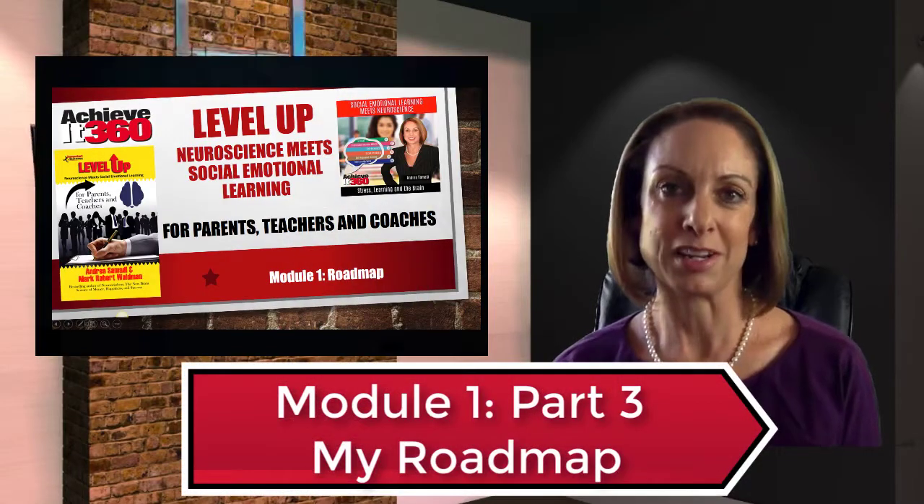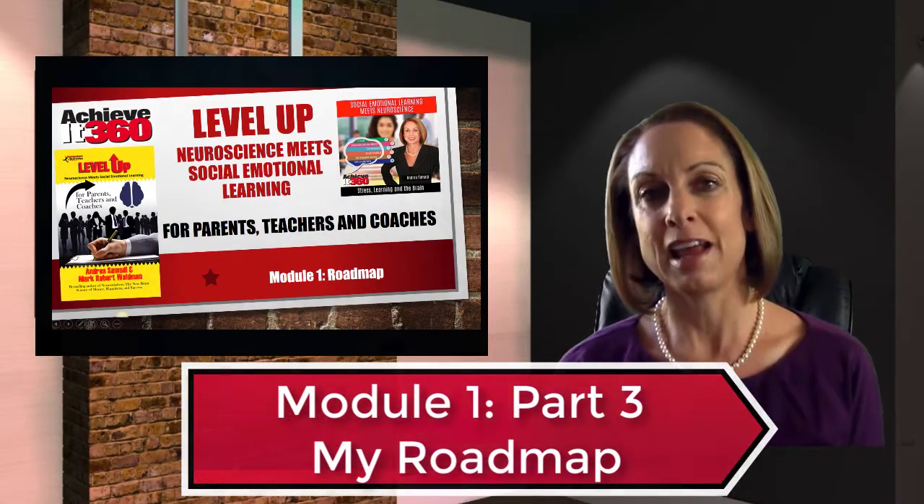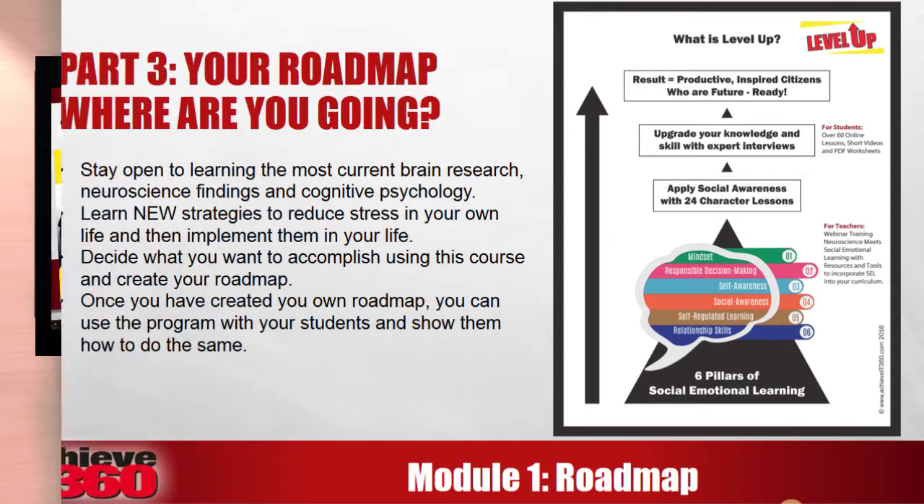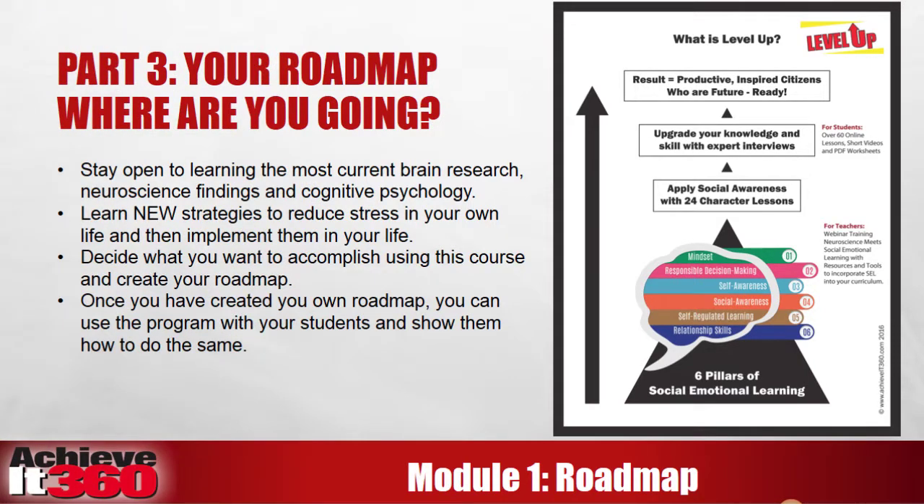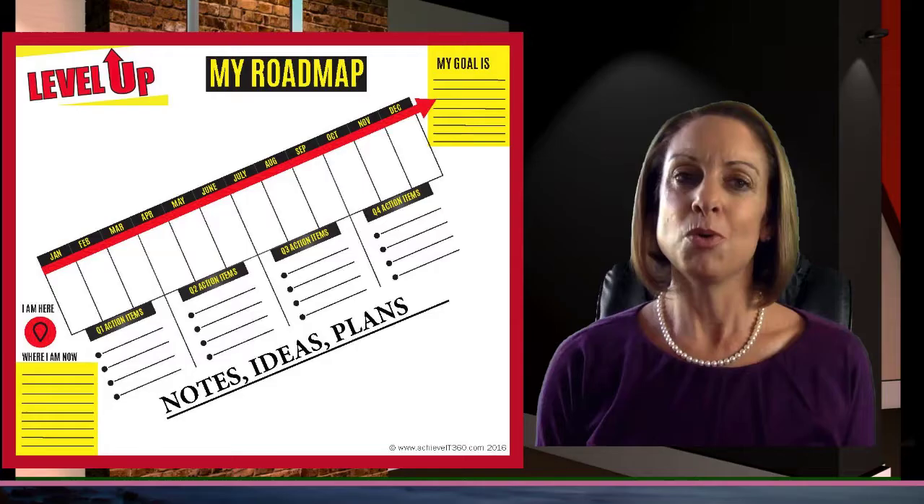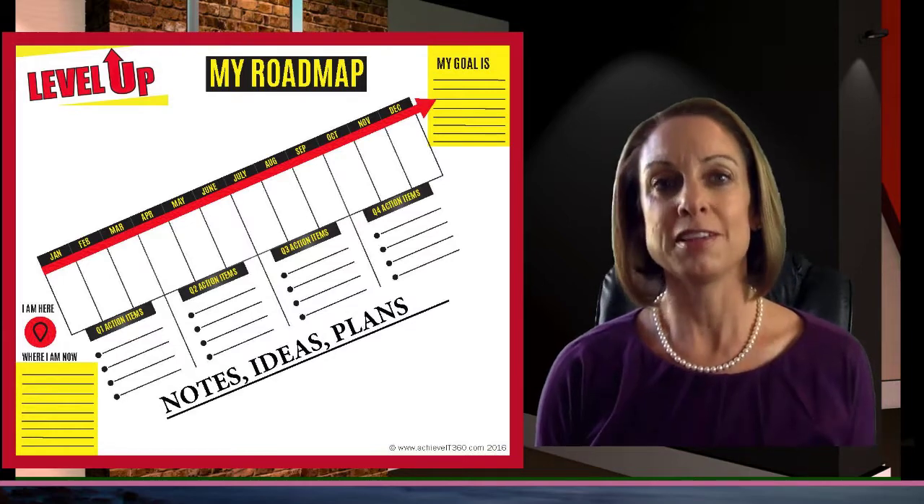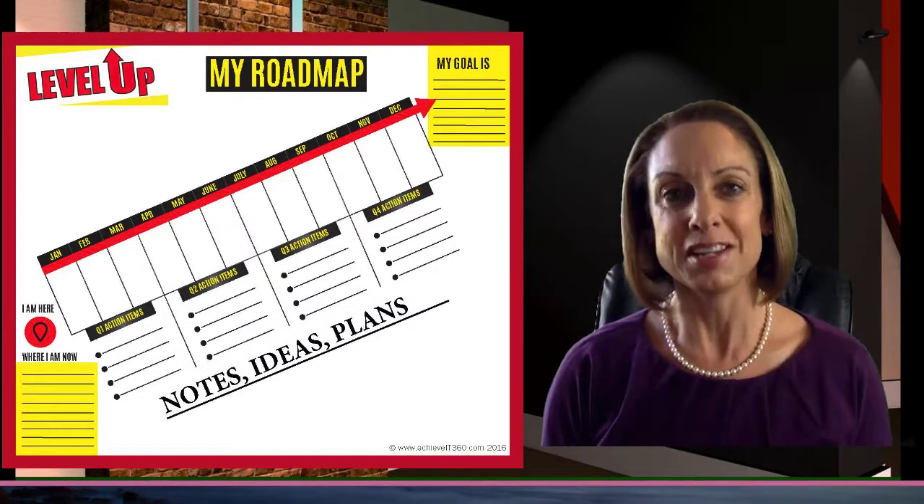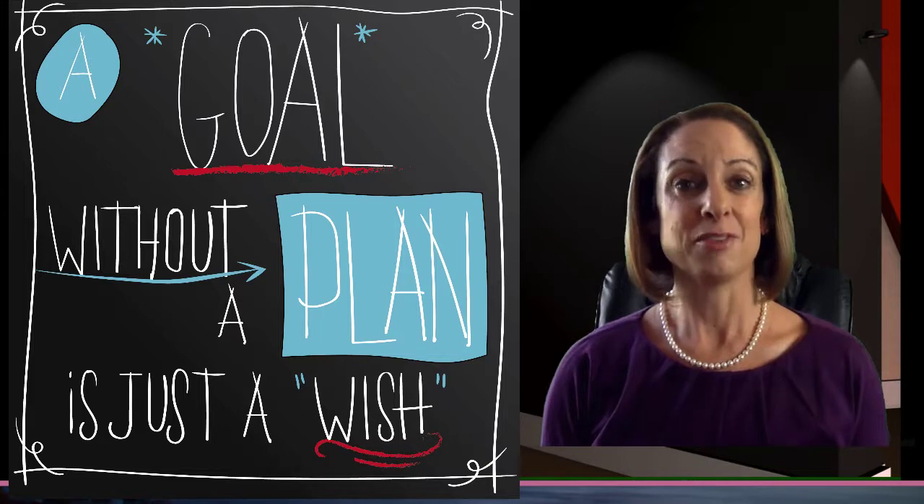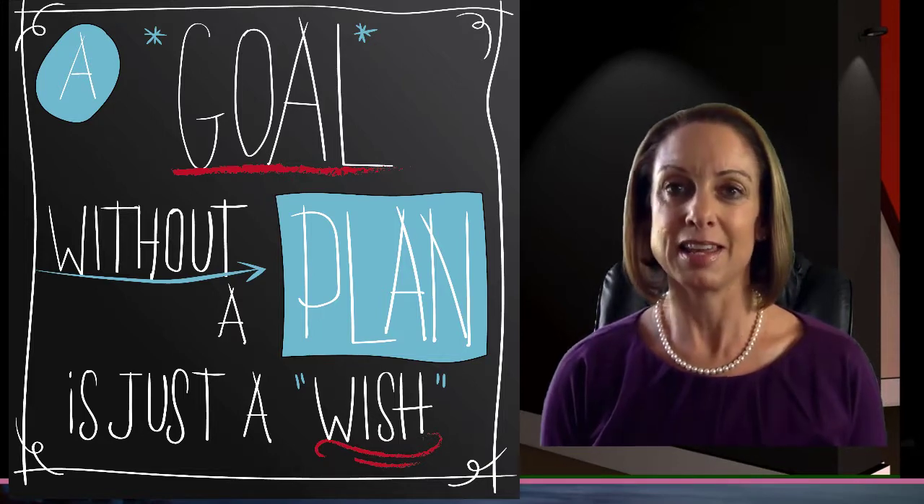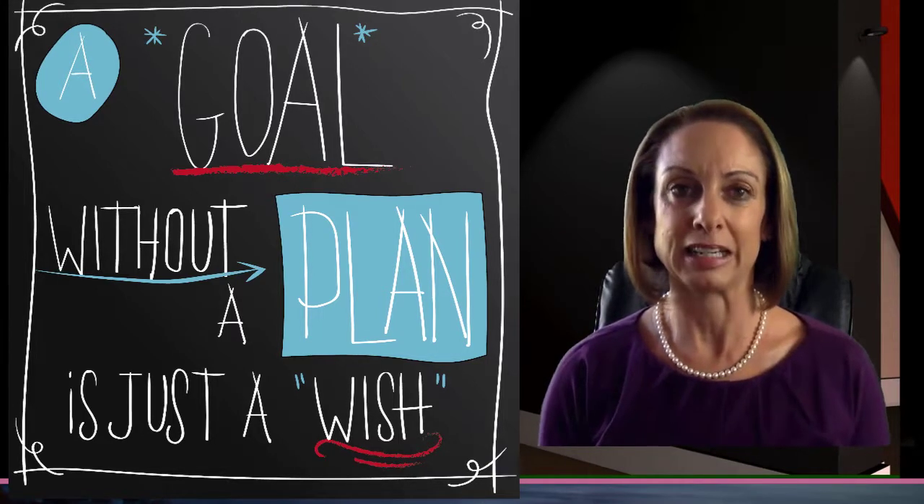Welcome to part 3. In order to create a plan of where you're going, you can use the information you learn in this course to create your own roadmap. Maybe you are happy with where you are now, and that's great, but if there are things that you want to be doing and you haven't created an action plan for these things, they'll just never get completed.